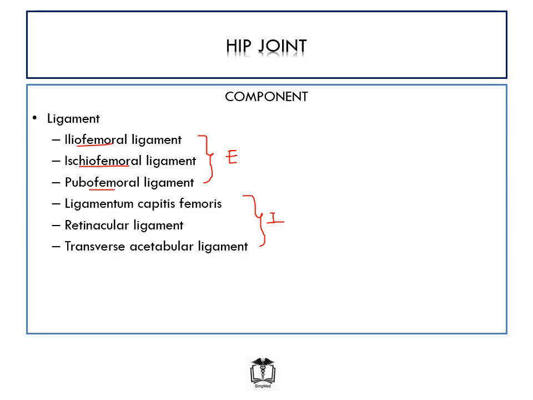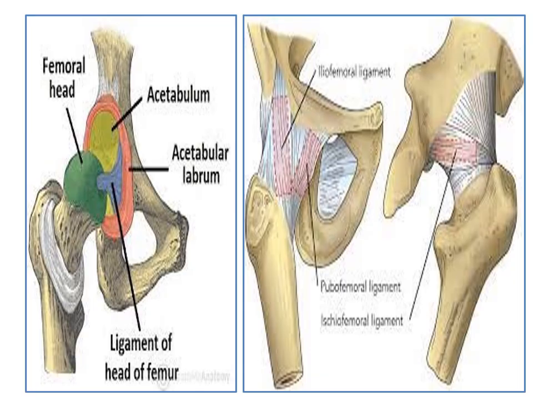Then the intracapsular ligaments include the ligamentum capitis femoris, the retinacular ligament, and a very small ligament found spanning that gap in the acetabulum called the acetabular notch, and that ligament is called the transverse acetabular ligament. So this picture depicts for us the intra and the extracapsular ligaments. On the right side, we see the intracapsular ligaments listed.